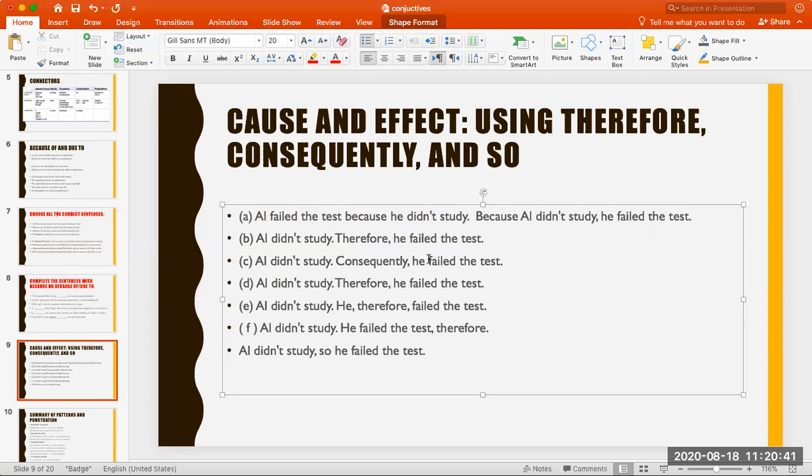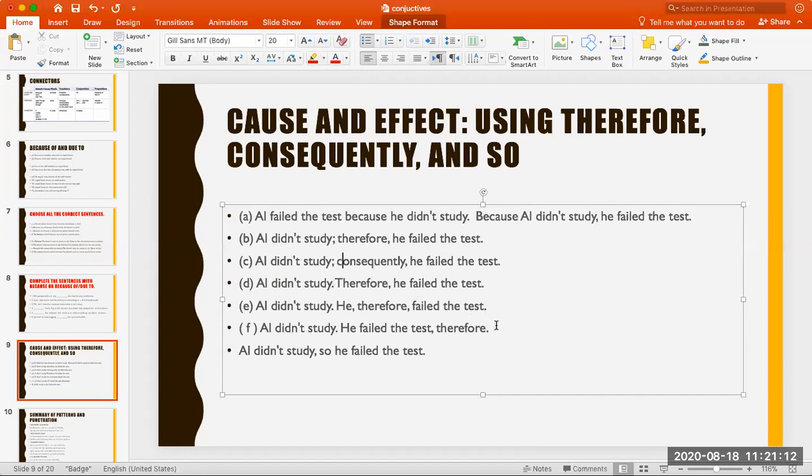Al didn't study, therefore he failed. This is again a simple sentence plus a simple sentence. Remember, it's wrong to say comma, therefore, because the comma doesn't connect. Therefore is not a subordinator or a coordinator. If you want to fix it, you say semicolon, therefore he failed the test. Same thing in C. Al didn't study; consequently he failed the test. Al didn't study; therefore he failed the test.